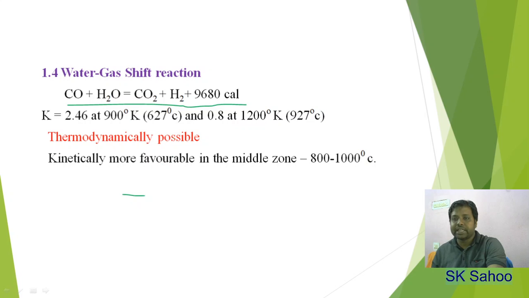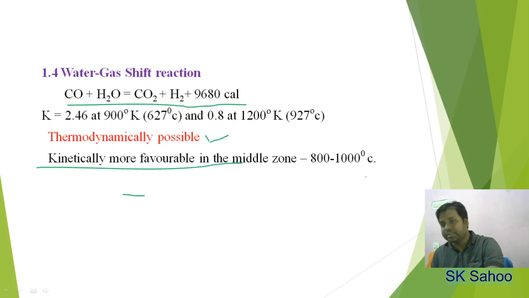It is thermodynamically possible for this reaction to be feasible inside the upper part of the blast furnace, the upper zone. But it is kinetically more favorable in the middle zone, because it takes place at about 800 to 1000 degrees centigrade. If we look at the thermodynamic data, the equilibrium constant of the reaction is 2.46 at 900 Kelvin and 0.8 at 1200 Kelvin. So it is thermodynamically possible in the upper part, but kinetically more favorable in the middle zone of a blast furnace.